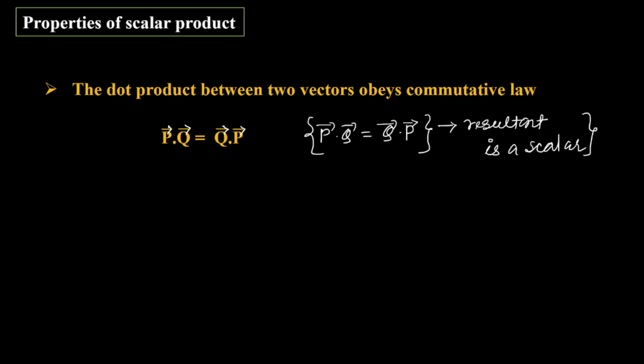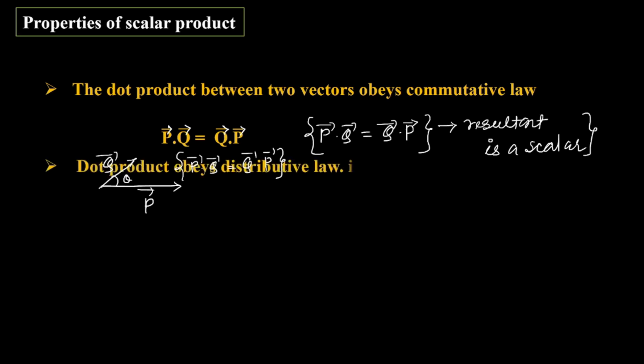Suppose there is a P vector and a Q vector, with angle theta in between. Whether I put P first or Q first and then multiply, that doesn't matter in case of the scalar product or the dot product, right? Next, the dot product obeys the distributive law.